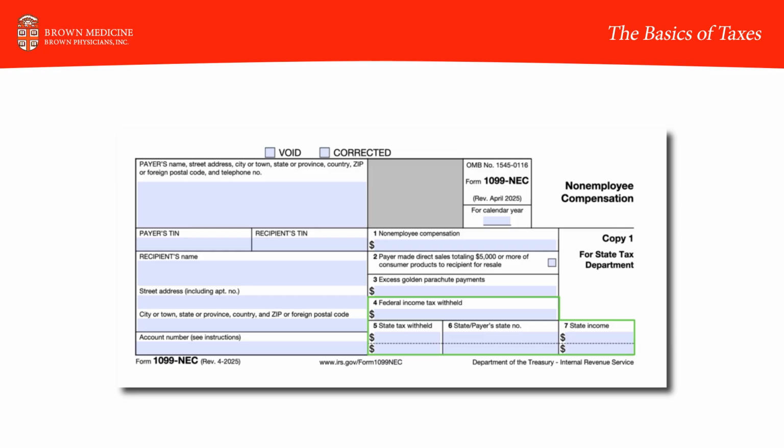And so that is basically non-employee compensation. And it'll just be for the gross amount. So if they earn $10,000 during the calendar year, they're going to receive a 1099 NEC by January 31st of the following year. They will have to pick that full income up on their personal income tax return, and it will be subject to the same Social Security, Medicare, federal and state income taxes.